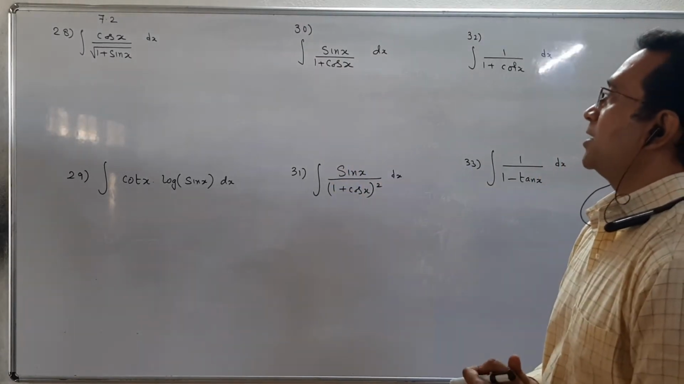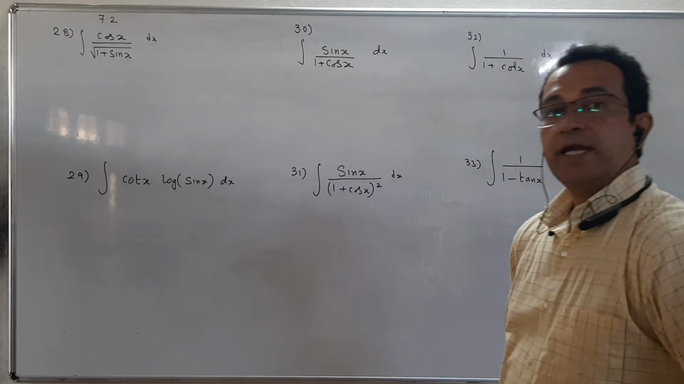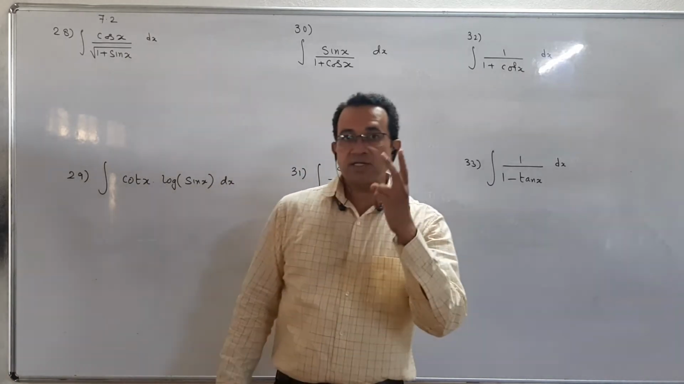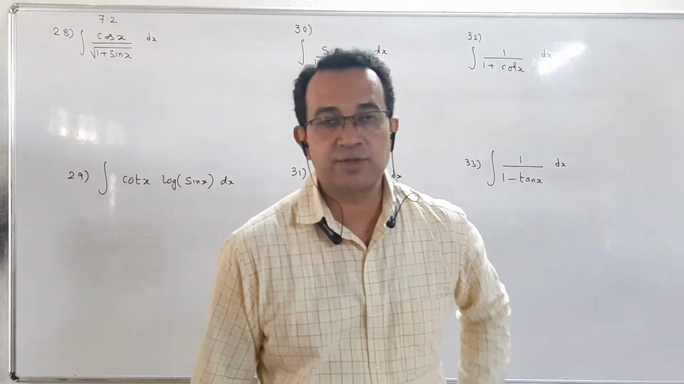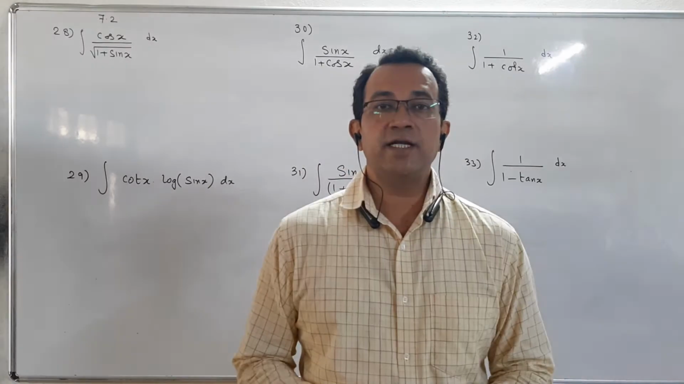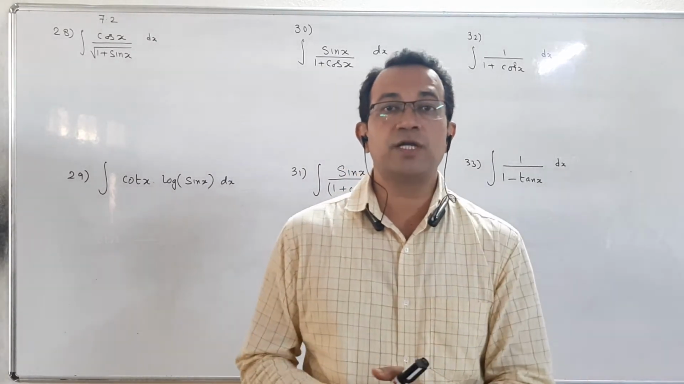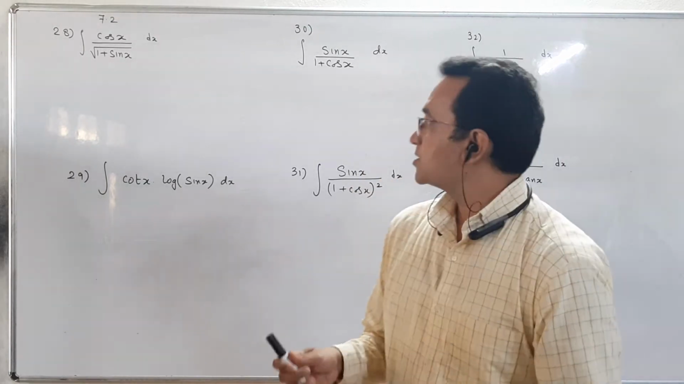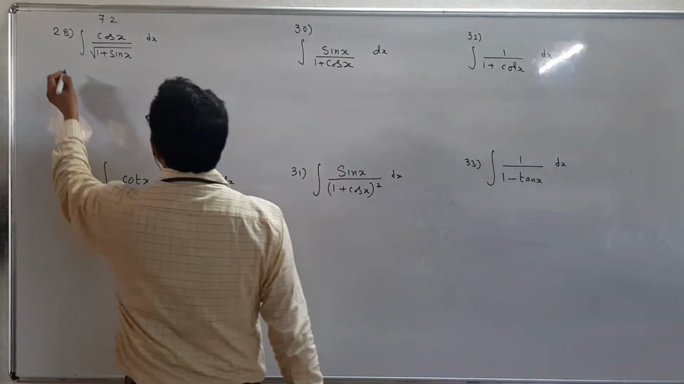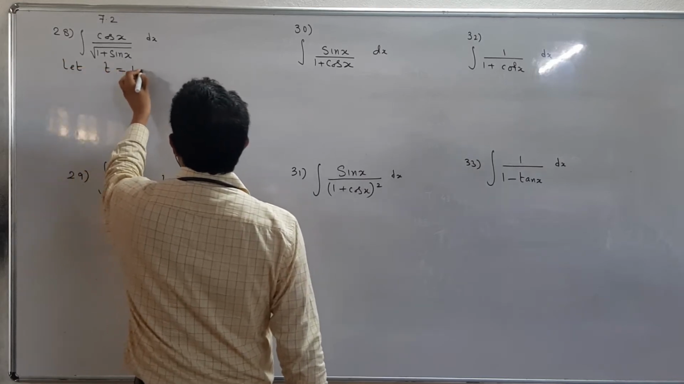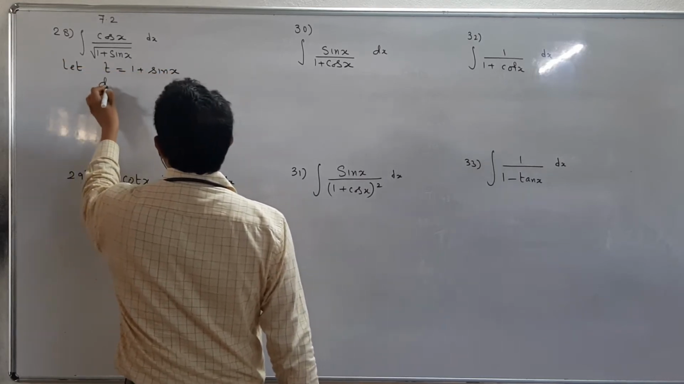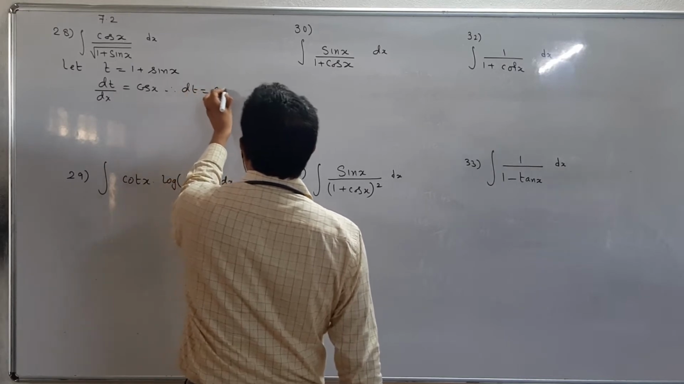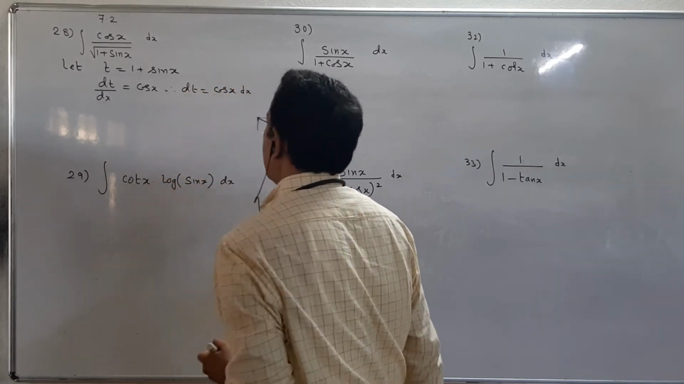Now students, pay attention. What is the derivative of sin x? Definitely cos x. There are two motives behind the method of substitution. First is to convert the given integrand into standard form, and the second motive is to rearrange the derivative of the term which is supposed. So if I suppose 1 plus sin x is equal to t, then dt by dx will be nothing but cos x. Therefore, dt is the replacement of cos x dx.